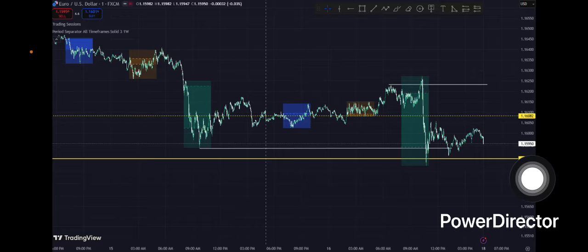Remember, this price movement on your charts is not random, okay? Price is moving from objective to objective, from level to level, from high to low, from low to high.